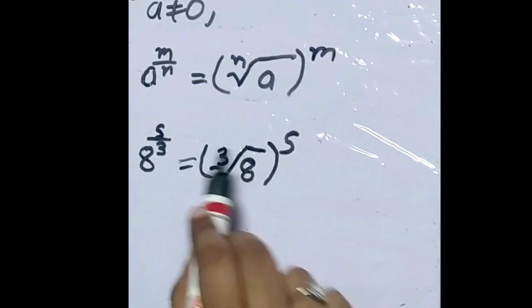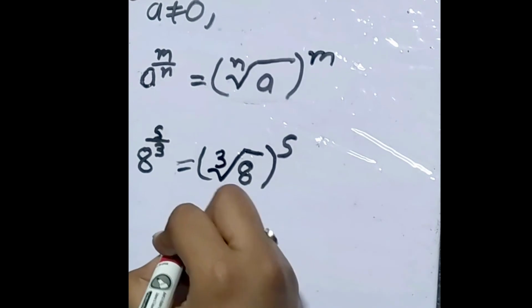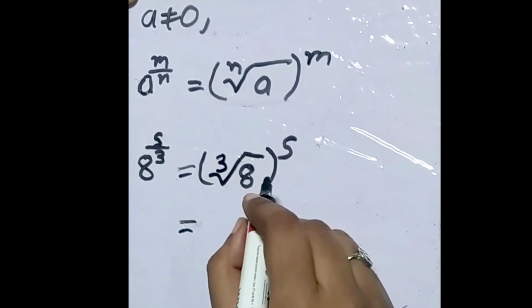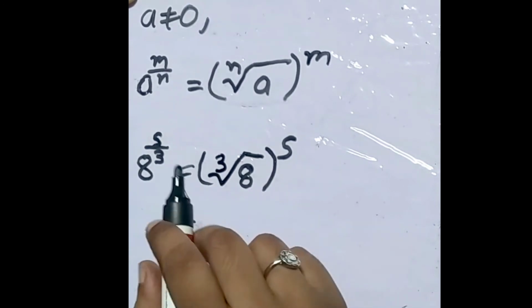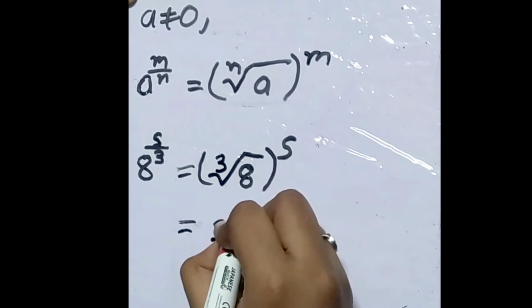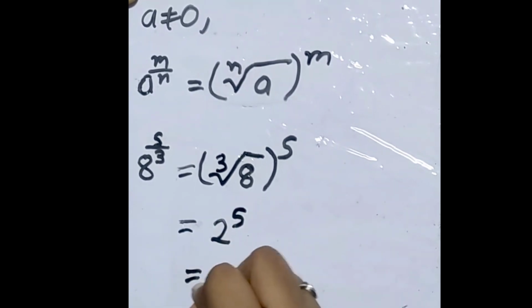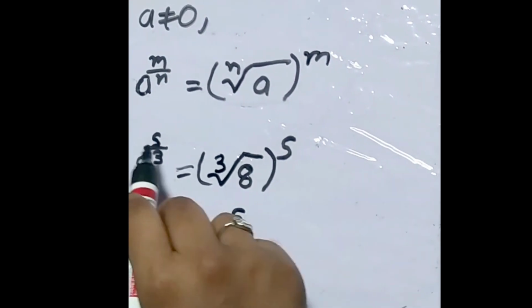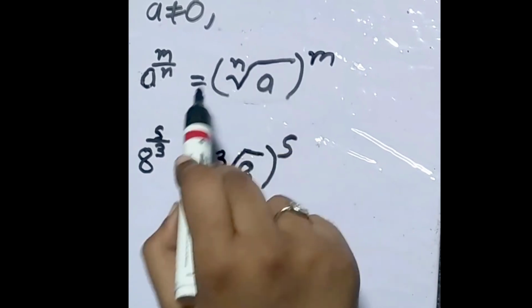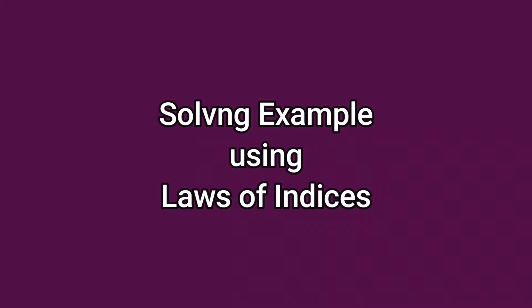Cube root of 8, the whole raised to 5, equal to cube root of 8 is how much? 2, right? 2 2s are 4, 4 2s are 8. So cube root of 8 is how much? 2. So 2 raised to 5, which is equal to 32. So 8 raised to 5 by 3 is 32. Okay, this rule is very useful for calculation. Now we will solve one example using the laws of indices which we have seen just now.